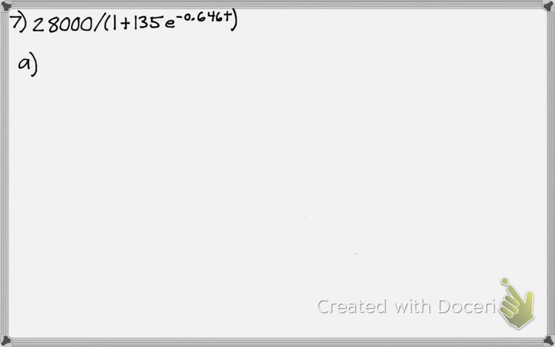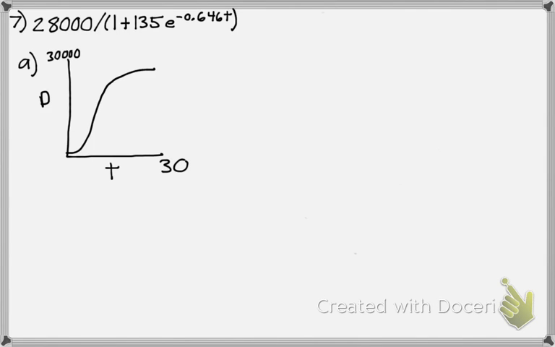Number 7, part A, they want us to graph the model. So if you type that into your calculator, and I used 30 for the x max, I used 30,000 for the y max, and D and T, and it looks like this, which again, the logistic functions basically all look the same in shape.